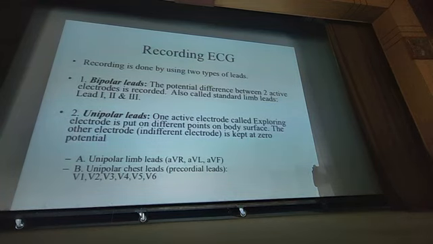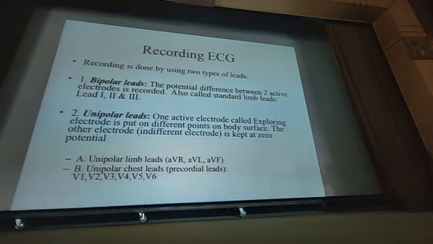For example, for the chest leads, you have V1 to V6. The second electrode is not active. It is kept at zero potential, an indifferent electrode.